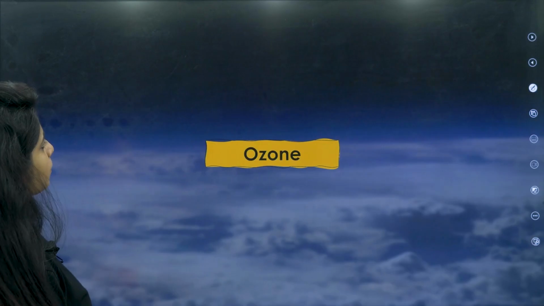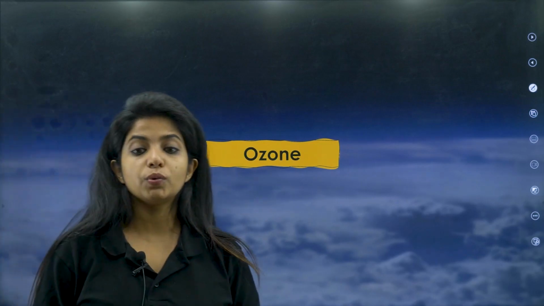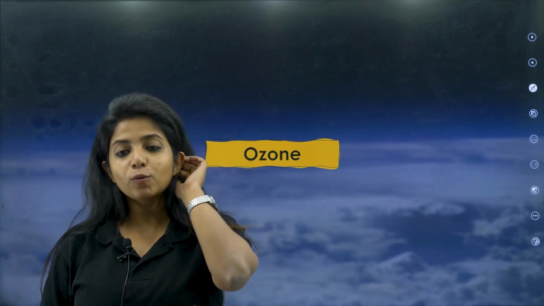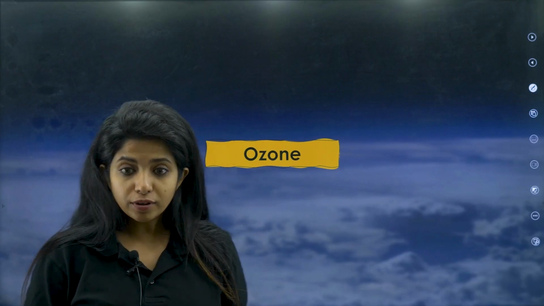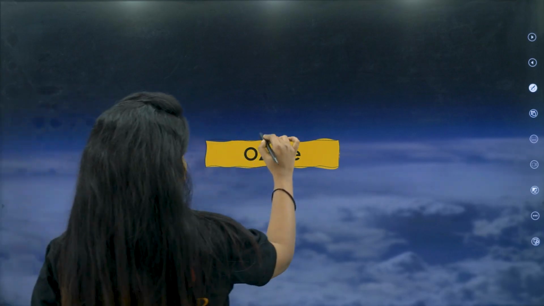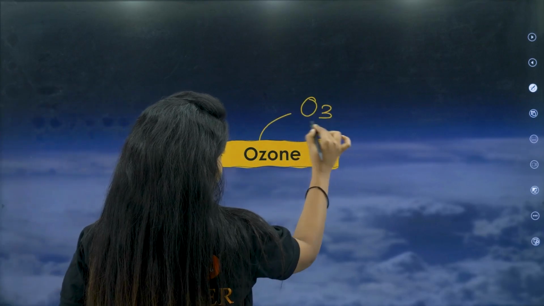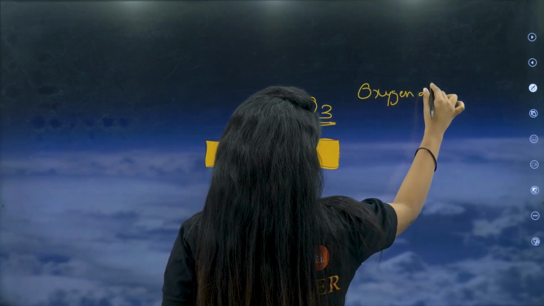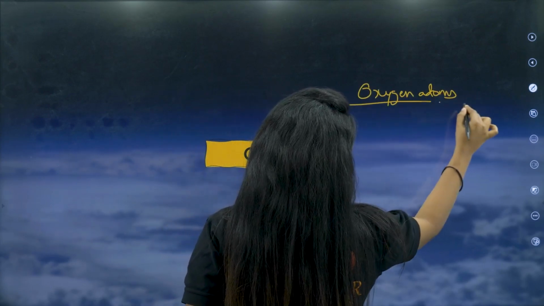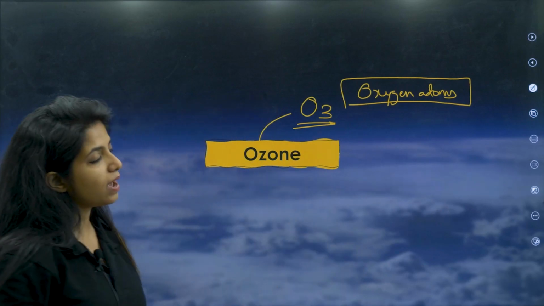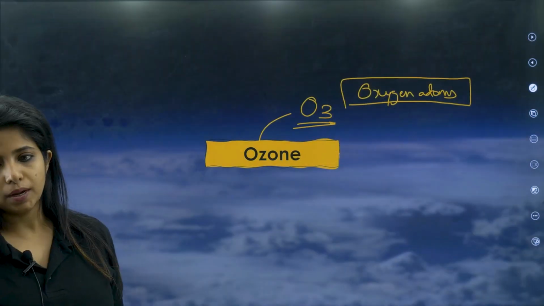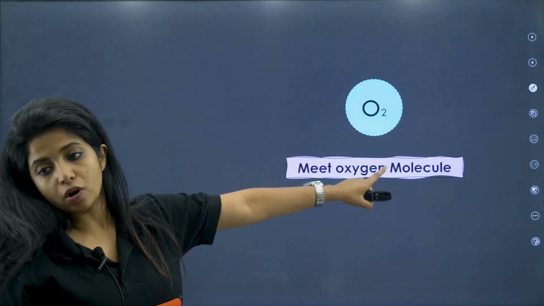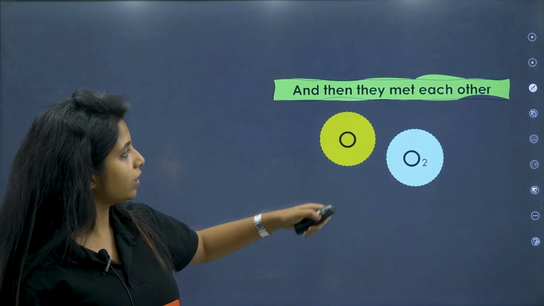Cool. Now, going ahead, there is something that is known as ozone. That is the last part of your chapter. What do you mean by ozone, my dear children? Ozone is nothing but O3. It is made up of 3 oxygen atoms. Now I'll explain everything that is given over here. Over here we have the oxygen atom, that is O, and when it meets an oxygen molecule, that is O2, what happens?